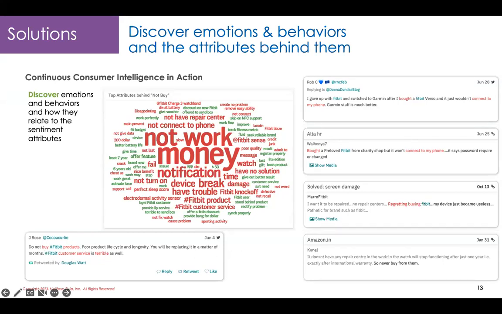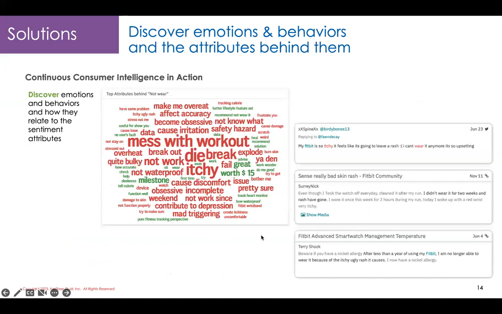And in a similar way, if you're looking into why people are mentioning that they don't want to wear it, this one is the top attributes behind not wearing. Of course, this one is messing up with the workout. So I just pulled a couple of examples for the itchy one. You can see that itchy is one of the biggest reasons that they don't want to wear it. And some of them are clearly mentioning that it's that nickel allergy.